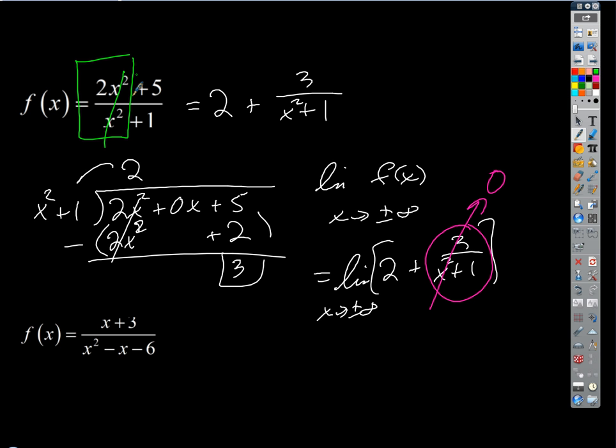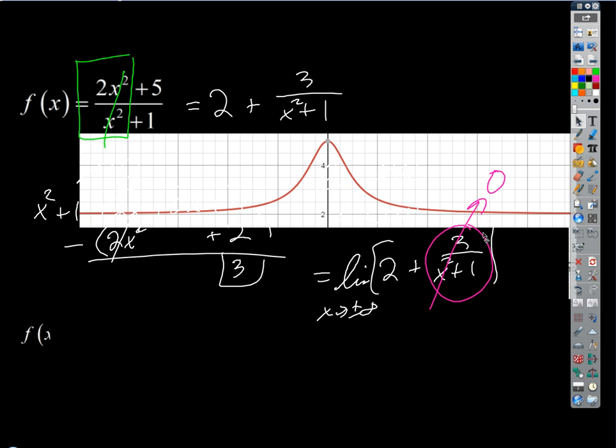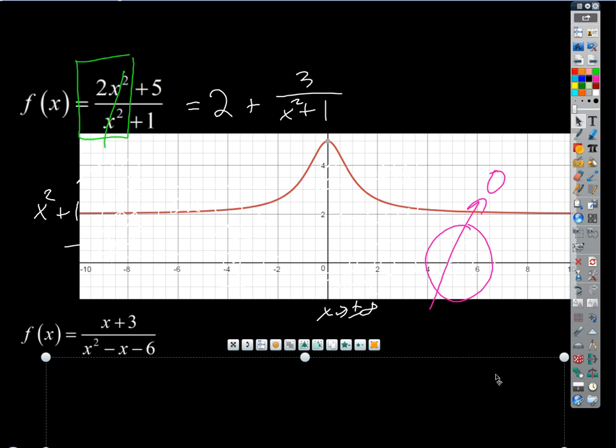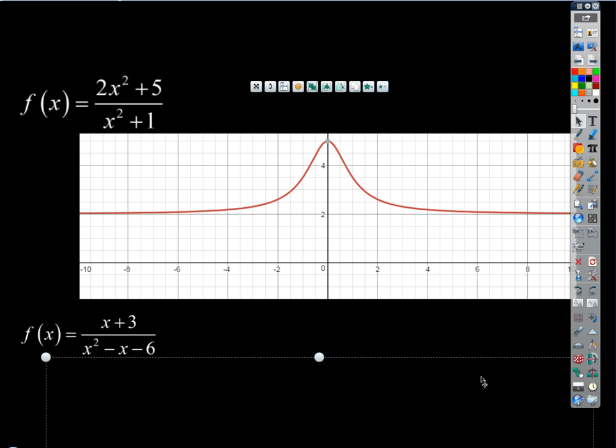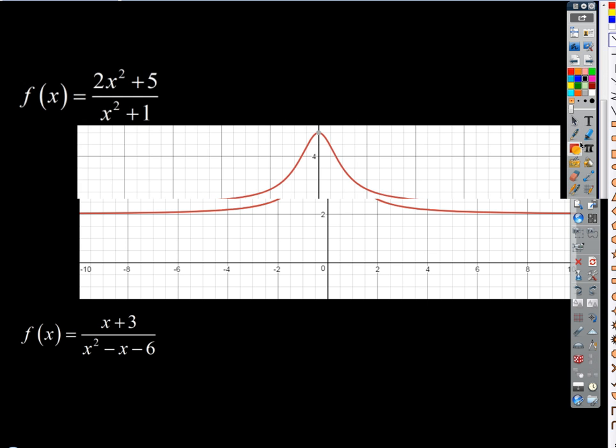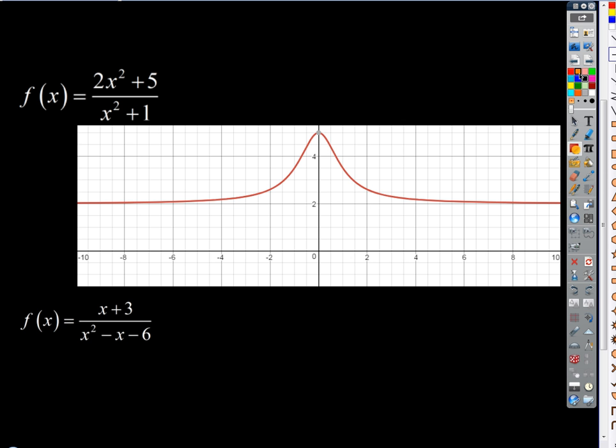Okay, and if we were to look at the graph of this thing, that's what we'd see. Notice that the horizontal asymptote is at y equals 2, right? Just like predicted. So we've got that horizontal asymptote that acts at both ends. Okay? Let's look at another one.